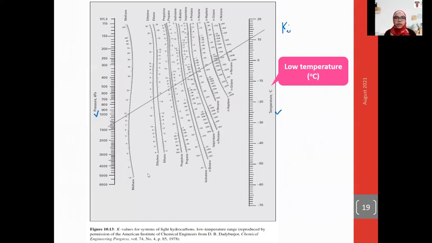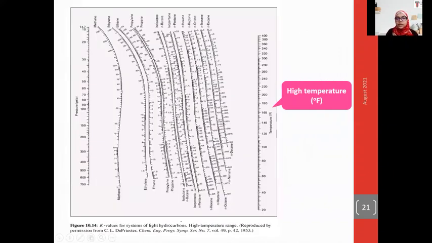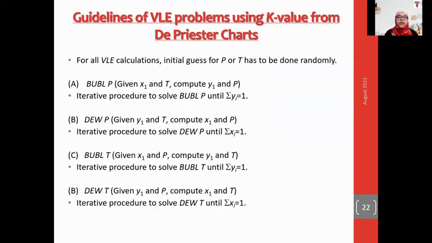You can see this chart can be applied from -70 to 20 degrees Celsius. The next one, for higher temperature, covers -5 degrees Celsius to 200 degrees Celsius. These are the components, usually light hydrocarbons. And this is the one if we have units of Fahrenheit.